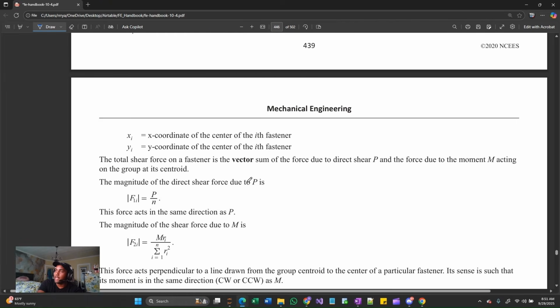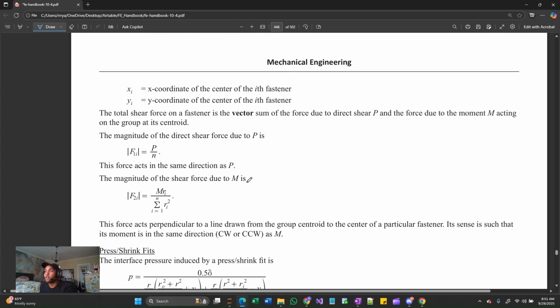Okay, so the next thing is that they mention the idea of direct shear or primary shear, and they also mention the secondary shear over here, where we have that equation that looks just like that torsion equation, right? T r sub i over that J term, and the areas end up canceling out. We just end up with the summation of r squared here. Okay, so let's go ahead and move on to the next problem.